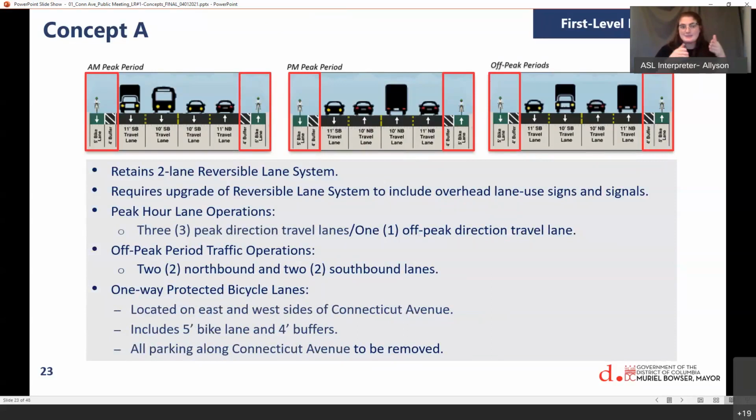This option does provide a protected bicycle facility on both sides of the street that is protected with buffers. However, this concept does require that all parking along the corridor be removed, which is around 600 spaces or so.